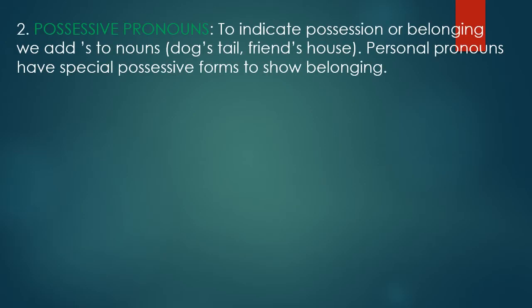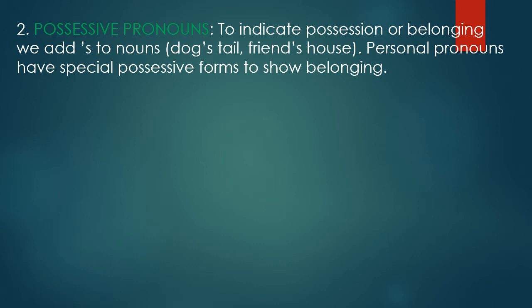Number 2 is possessive pronouns. To indicate possession or belonging, we add apostrophe s to nouns. For example, dog's tail. Dog is a noun. When we have put the apostrophe s with dog, we write dog's tail. Apostrophe s with friend, it becomes friend's house.